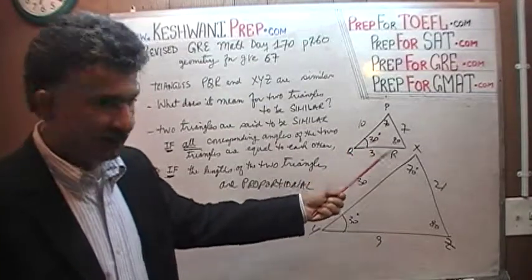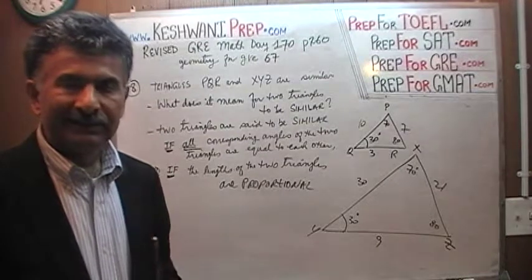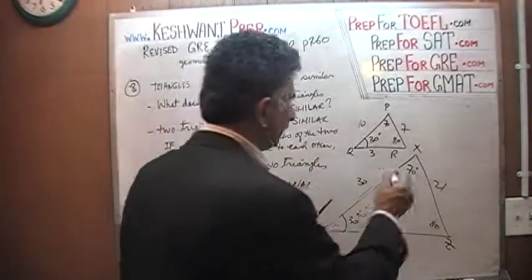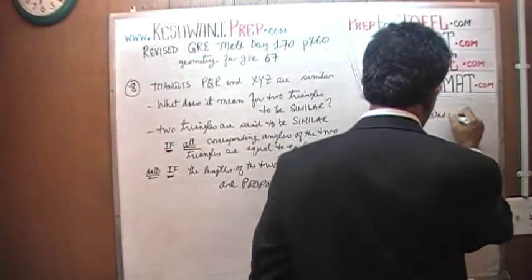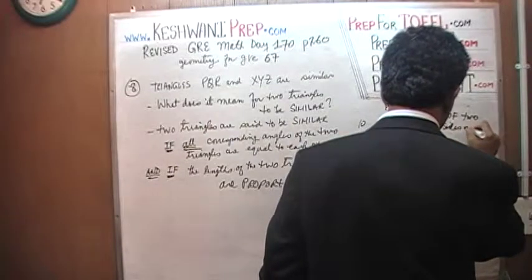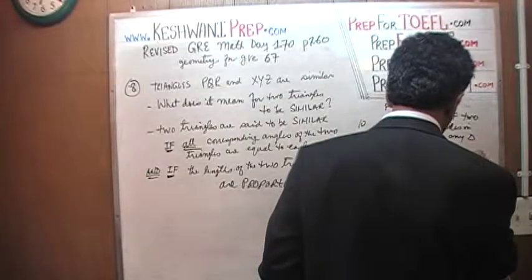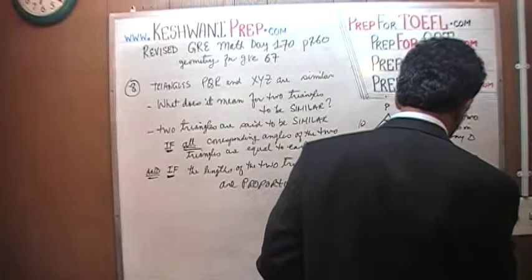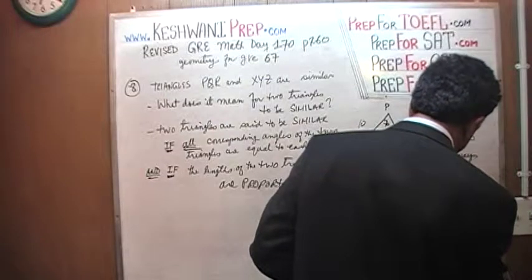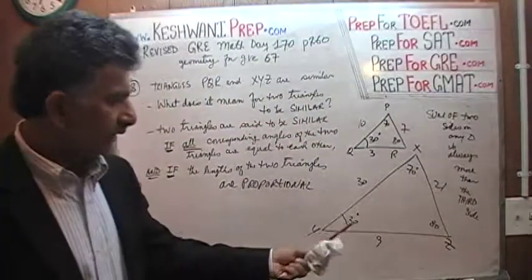Why is this triangle not legitimate? Because in a triangle, the sum of two sides in any triangle is always more than the third side. This is not a legitimate triangle.